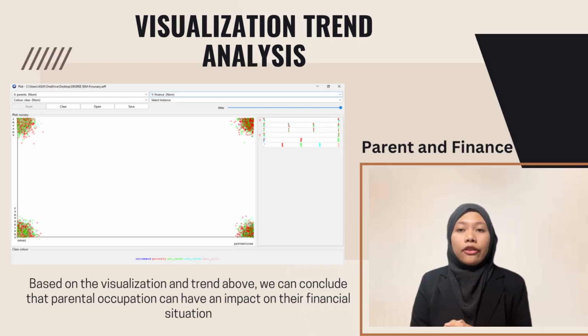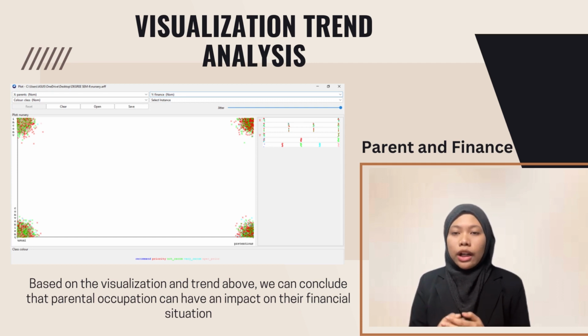Not least, parent and finance. Parent debt has been set out by the nursery student where it is considered a high level. Based on the visualization and trend above, we can conclude that parental occupation can have an impact on their financial situation. Thus, parent occupation and finance can be linked, with a particular vocation being associated with more comfortable or inconvenient financial circumstances.